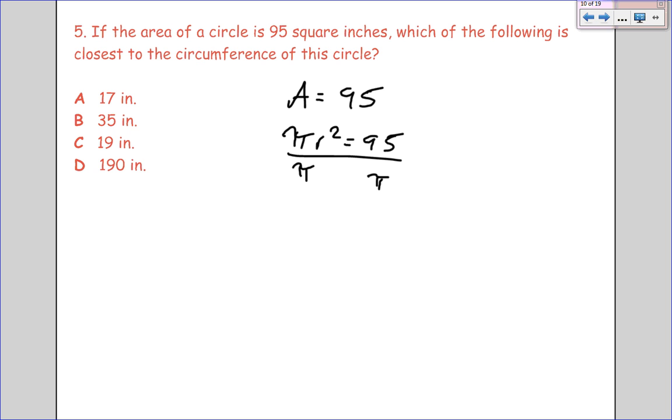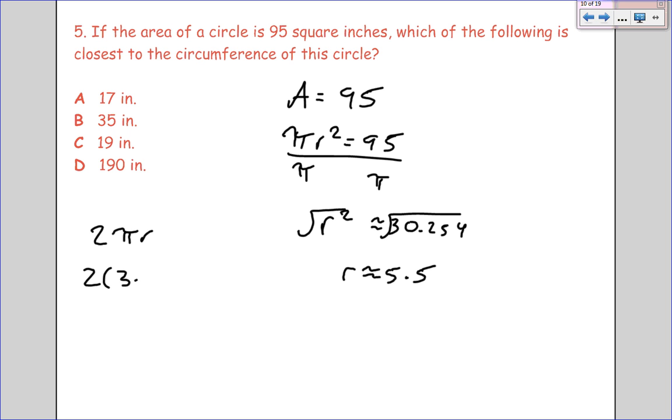So 95 divided by 3.14 gives me that r squared is about 30.254. Now to get rid of the square, we take the square root. So 30.254, take the square root of that, and you get that the radius is about 5.5. Now to find the circumference, I'm going to do 2 pi r. So 2 times 3.14 times 5.5. Type that in. And you get that the circumference is about 34.54, which is closest to B.